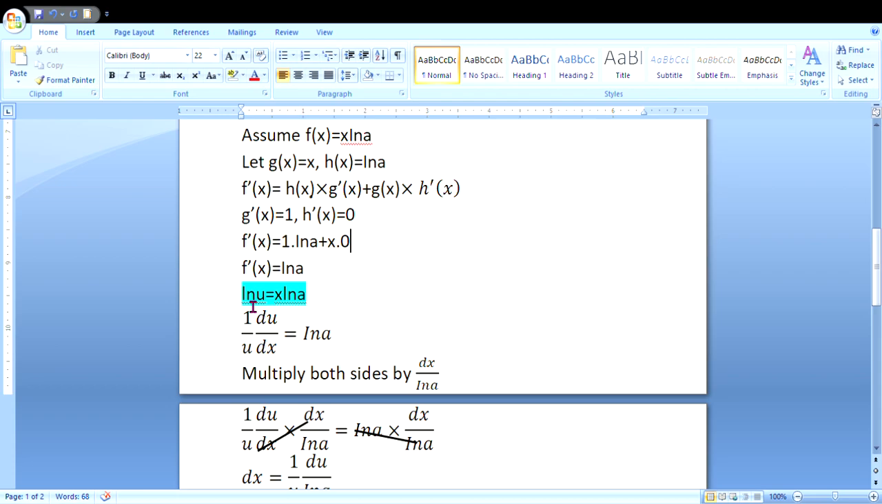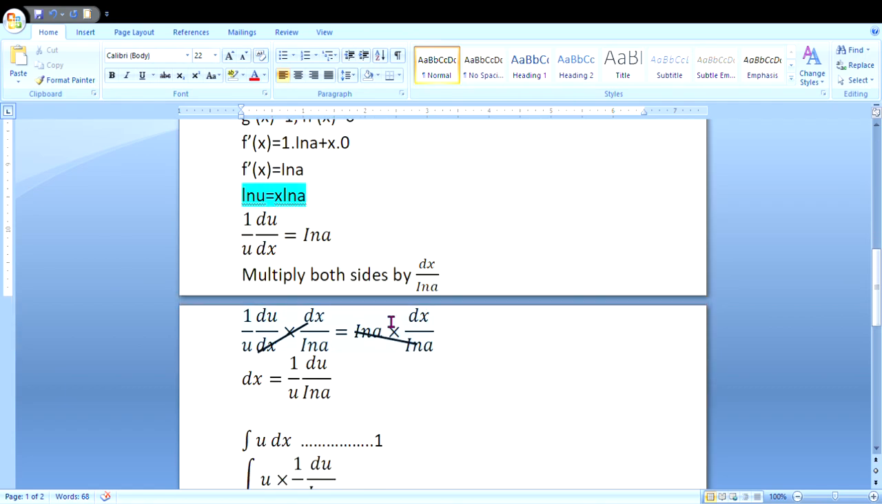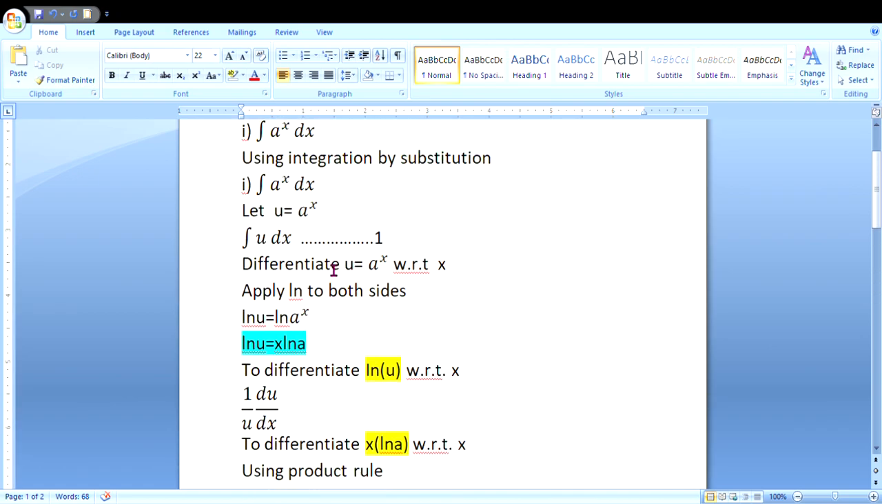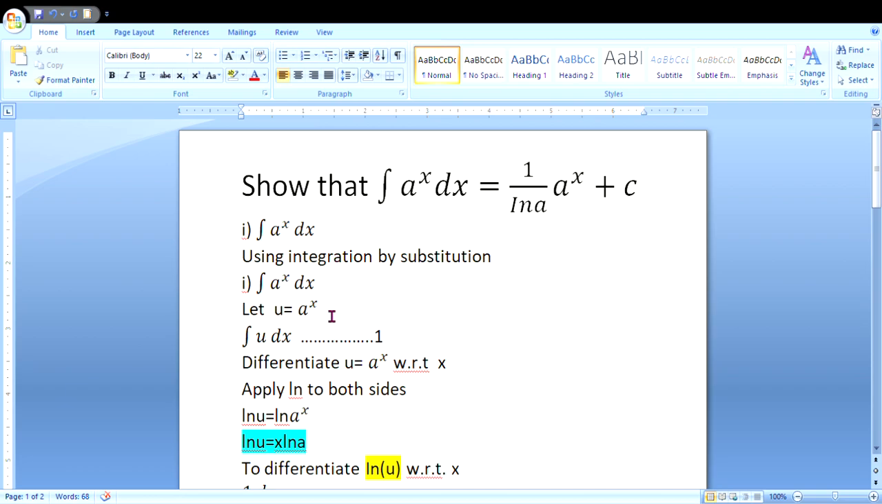Okay, and if that is substituted in this function, we've seen that the derivative of ln u is equal to 1 over u times du dx, and that of x ln a is equal to ln a. Okay, and what we need to do here, like I said initially, since we have said let a raised to x equal u, we will try and look for an expression for dx.